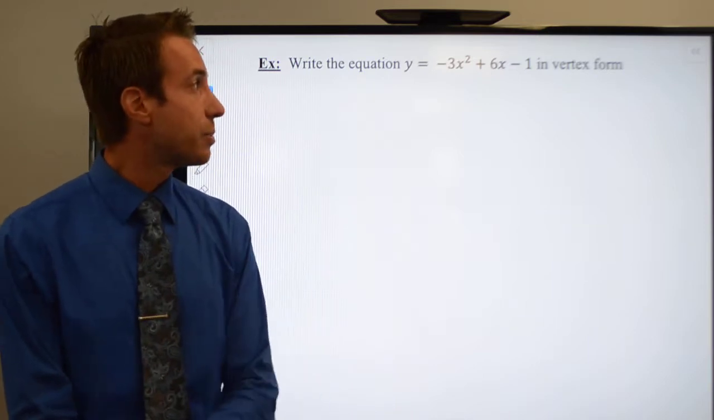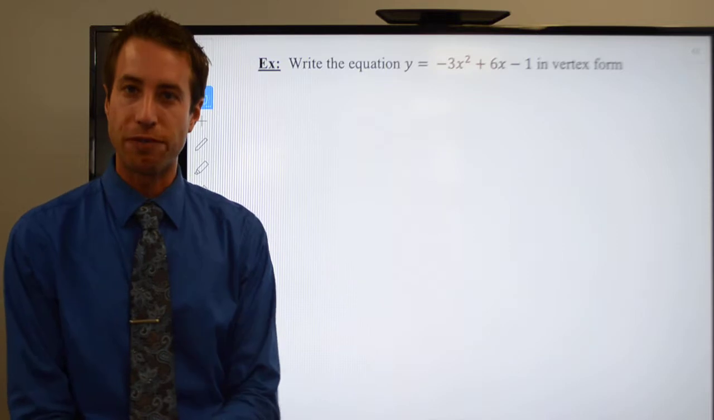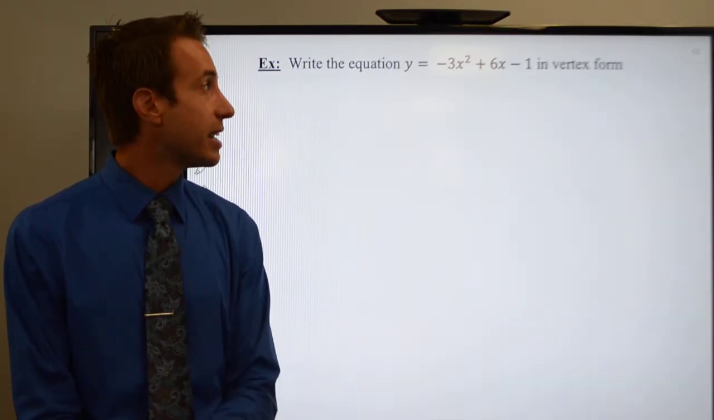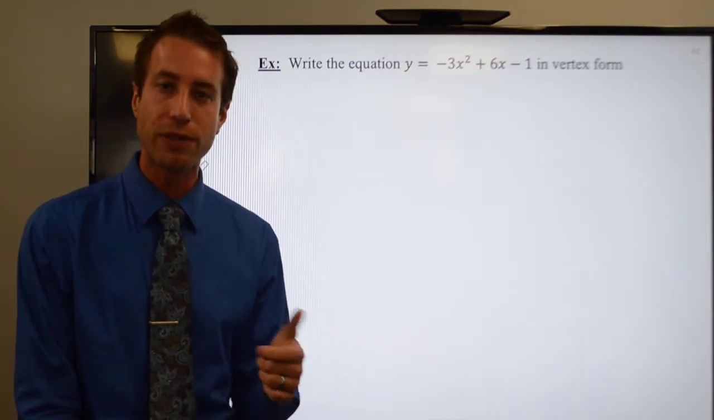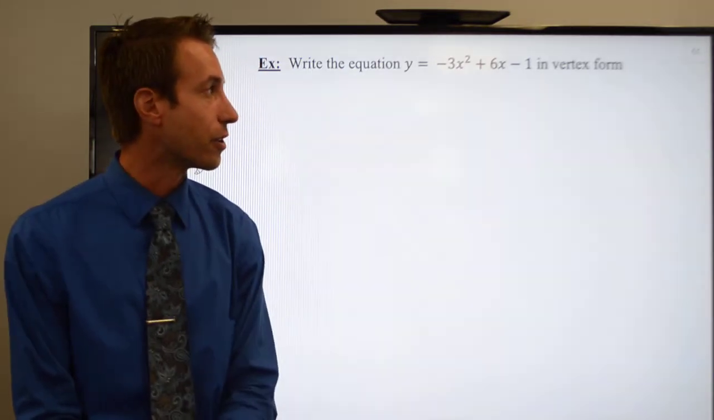This one is going to be a little trickier, and here's the reason why. My leading coefficient is not a 1. So what we'll do in the next video is we'll take a look at how you deal with a leading coefficient that isn't 1 and still get this guy into vertex form.